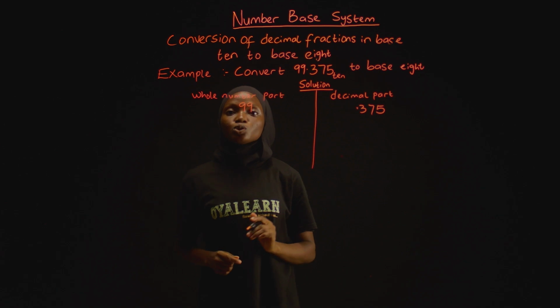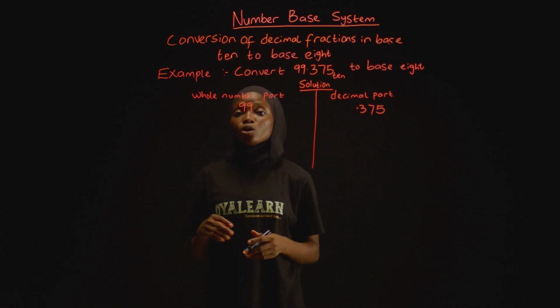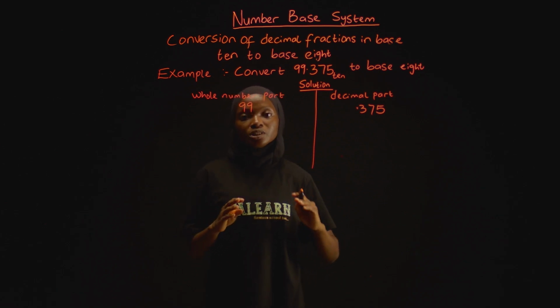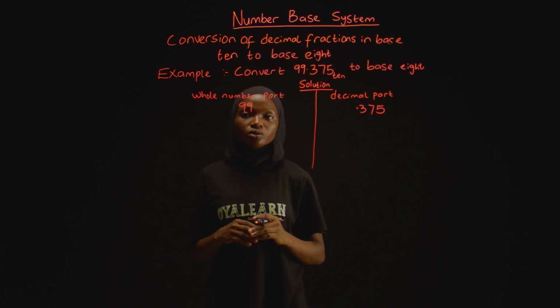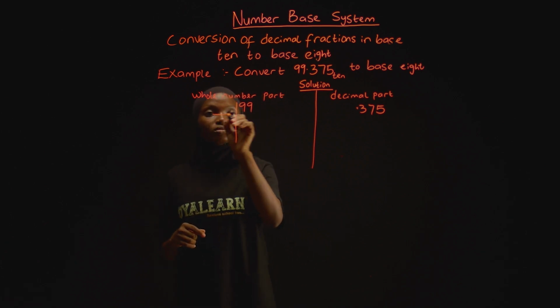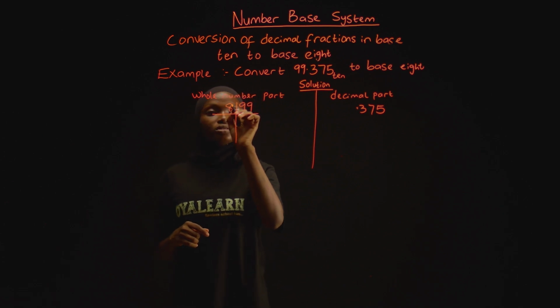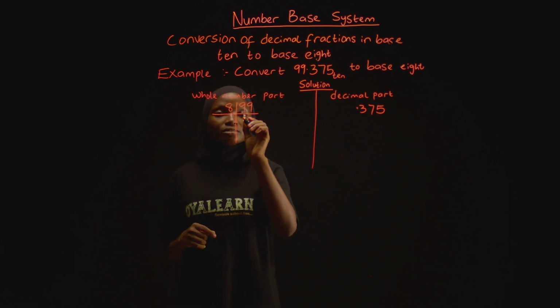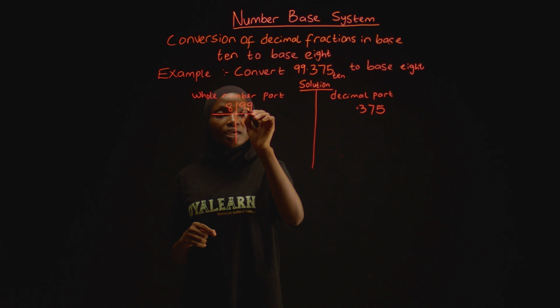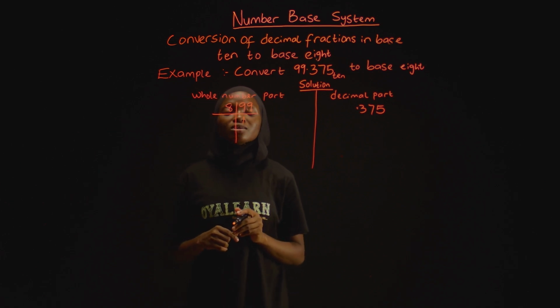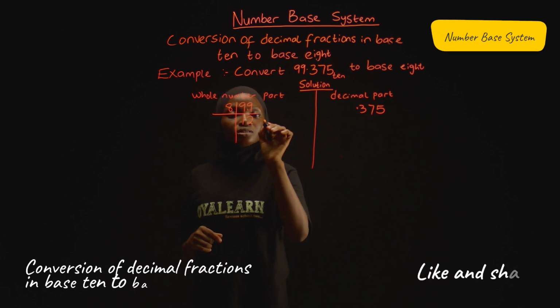To convert 99 to base 8, we divide repeatedly by 8 until it's no longer divisible. Then we take the remainders upwards. So let's start. 8 goes in 99. 8 goes in 9. That's 1 remainder 1. So we have 19. 8 goes in 19. We have 2, which is 16.